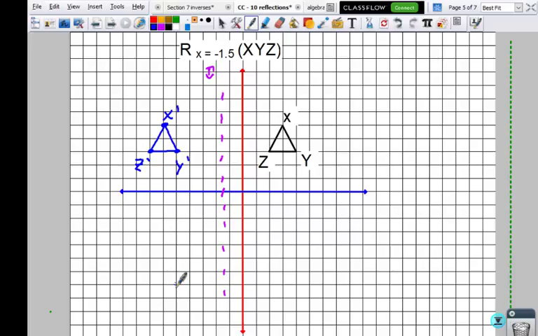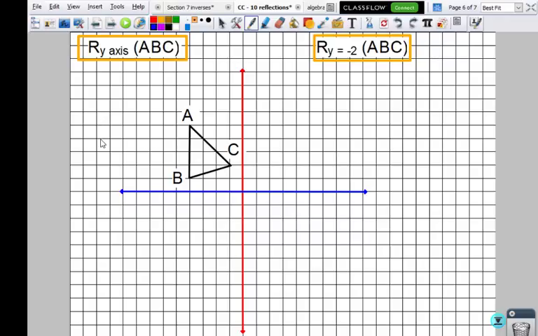Alright, you guys are only really doing 2 in-class problems today. On this last slide, I want you to do 2 different reflections. Keep in mind, sometimes we do one shape, and then from that second shape, we make a third shape. We are going to do a reflection over the y-axis on this shape, and a reflection over y equals negative 2 on the same shape.